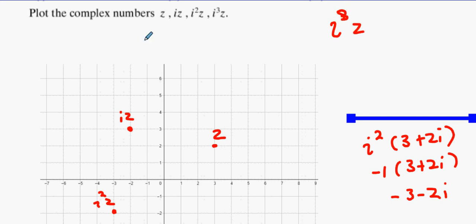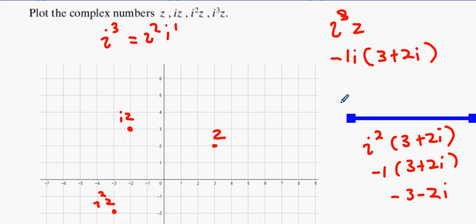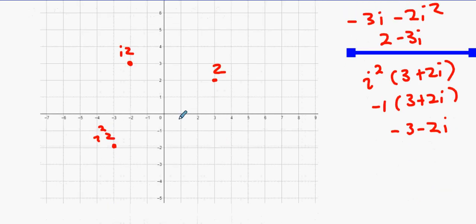Now what is i cubed? You remember it from yesterday? i cubed is i squared times i, which is minus i, isn't it? And what's minus i times that? Minus 3i minus 2i squared, which is 2 minus 3i. Okay. Does anybody notice anything in the patterns?